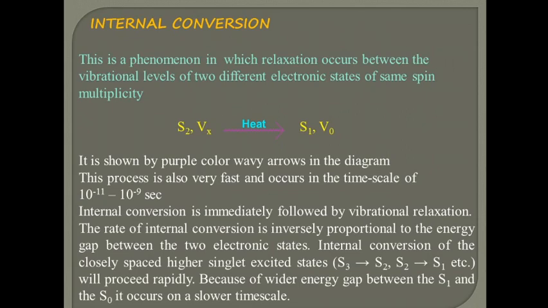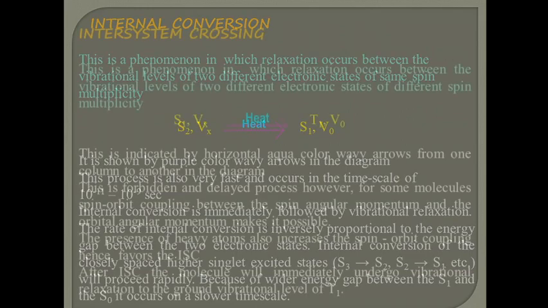The rate of internal conversion is inversely proportional to the energy gap between two electronic states. Internal conversion of the closely spaced higher singlet excited states will proceed rapidly, whereas because of the wider energy gap between S1 and S0, it occurs on a slow time scale.